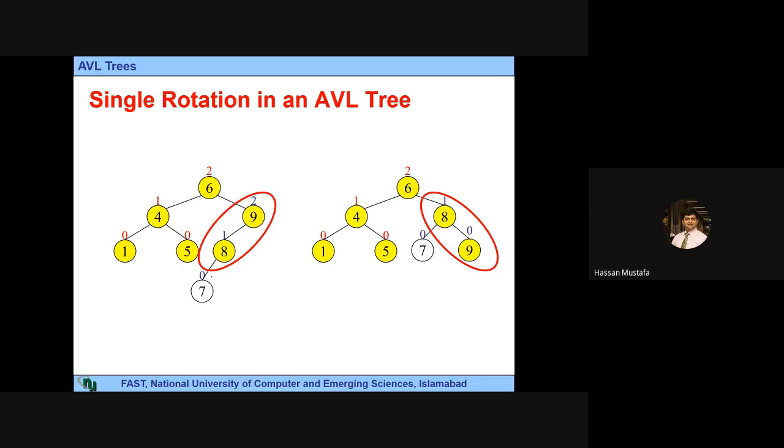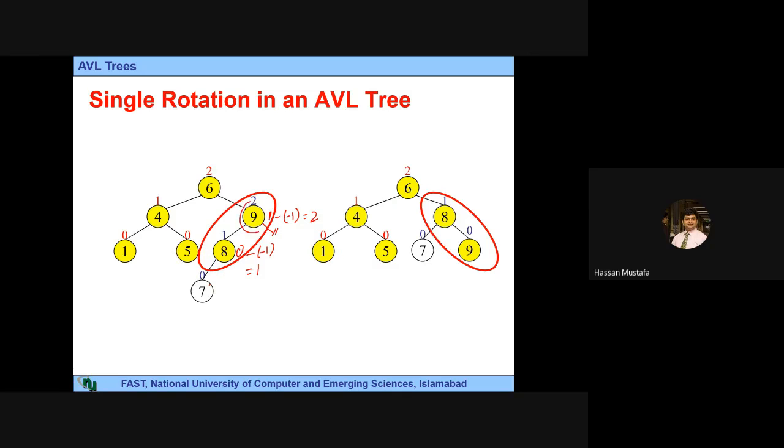So 7 comes here. I check the balance factor of its parent, node 8. The left subtree has height 0, the right subtree has height -1. So the balance factor is 1, which is fine. We move further up and check the balance factor of its grandparent. The balance factor of the grandparent is the height of the left subtree, which is 1, minus the height of the right subtree, which is -1, since this is a null node. The height of a null node is -1. So 1 minus -1 is equal to 2.